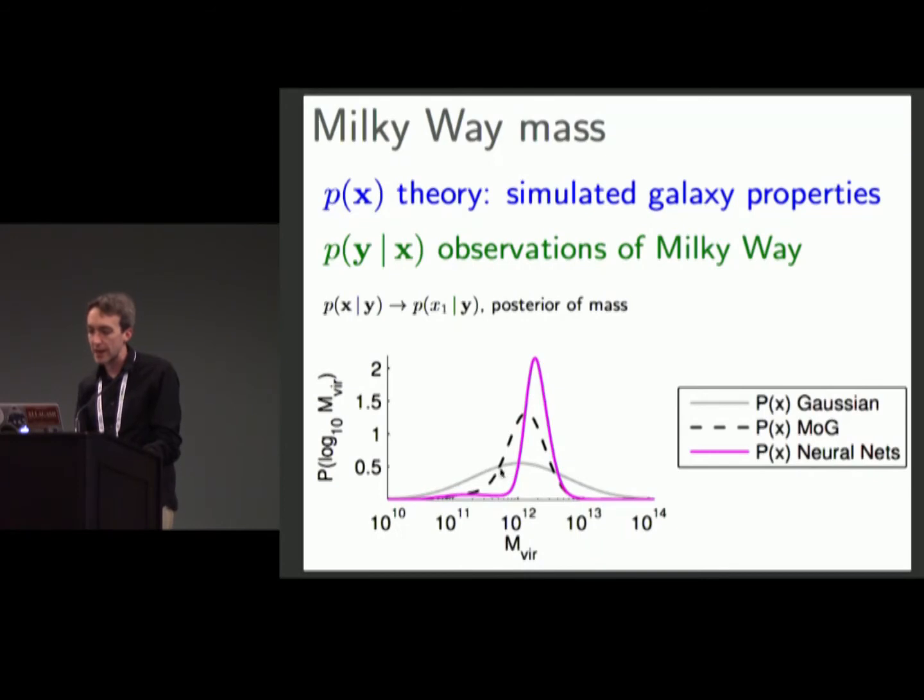So the gray line is the beliefs about the mass of the Milky Way if your prior is this ellipsoidal ball that loses all of the structure that's in our model. And as you hone in on the structure, the black dashed line is a mixture of Gaussians. You're a bit more confident about the mass. And the magenta line, you're more confident again.